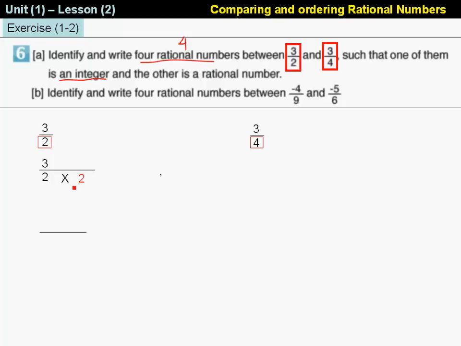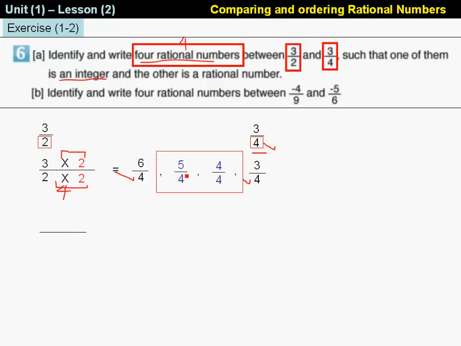If we multiply 2 times 2, it will give 4, which is the other denominator. We multiplied here times 2, so 3 must be multiplied also by 2. This is equal 6 over 4, and this one is 3 over 4. We have the same denominator. What are the numbers between 3 and 6? They are 4 and 5. So we have here 4 over 4 and 5 over 4.